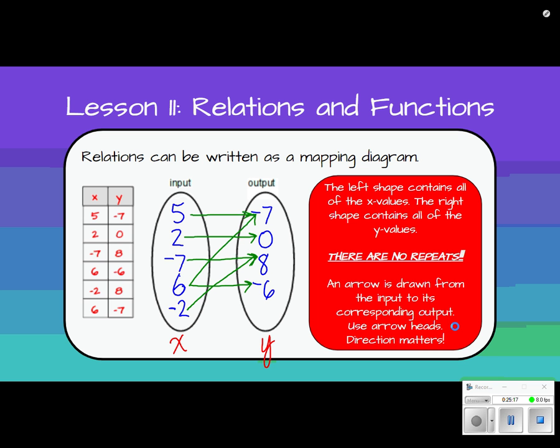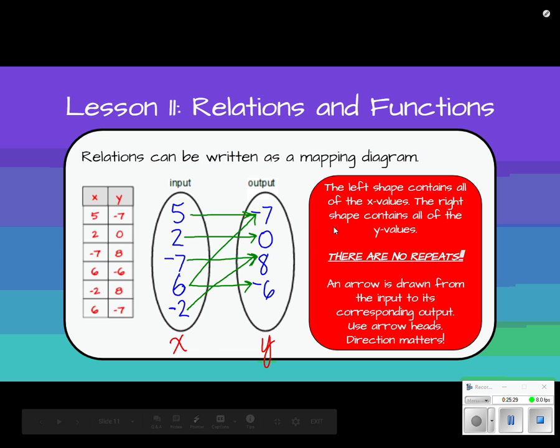That's a mapping diagram. It shows the relation between those x and y values, and it connects them. And it's always because you have the input leading to the output. That's why the arrowheads are all pointing towards the output.